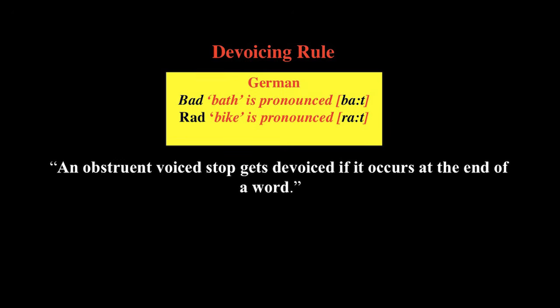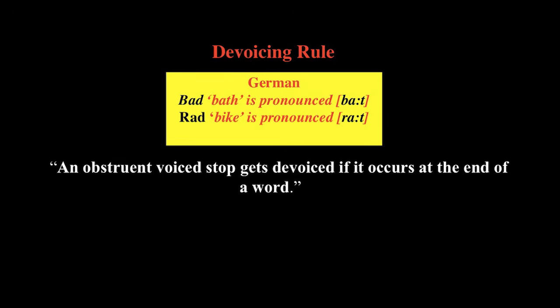If you look at these two words, for example, we have Bad, which means in English bath, and we have Rad, which means in English bike. Look exactly how the d sound is pronounced. Bad is pronounced as bat. Rad is pronounced as rat. So the d sound, look at the phonological environment where it exists. It actually exists at the end of a word, and it is pronounced as a t sound in both cases here, in both the word Bad and also in the word Rad. So d is changed to t.